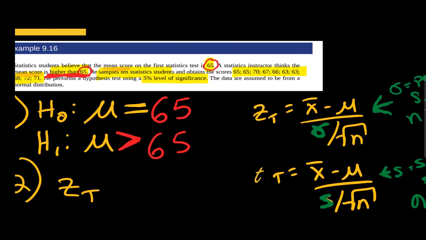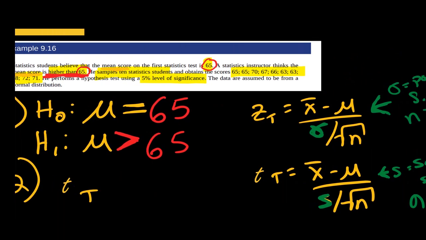Okay. All right. So let's go ahead and calculate this. I have x bar minus mu divided by the sample standard deviation over the square root of n.